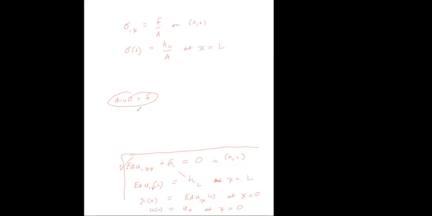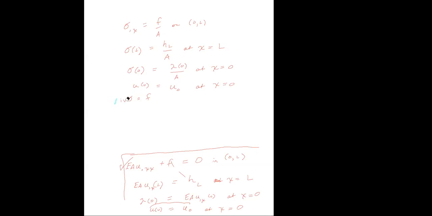And then we get our definition of our Lagrange multiplier, lambda. Sigma evaluated at 0 is equal to lambda 0 divided by A at x equal to 0. And then finally, we have our displacement constraint: u at 0 is equal to u naught at x equal to 0.